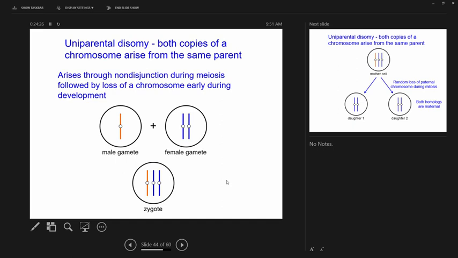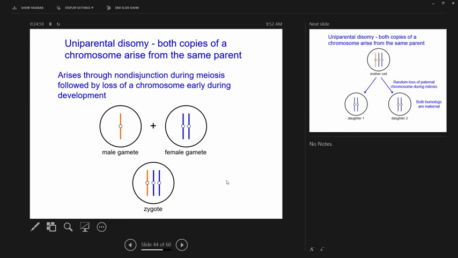Uniparental disomy. So we haven't talked about disomy yet, right? Monosomy is having one of a certain chromosome, trisomy is having three, tetrasomy is having four. We haven't talked about disomy yet because that's just having two chromosomes. That's being diploid. That's normal. But in this case, what's not normal is you're going to be having two copies of a certain chromosome, but they're both going to be from the same parent.